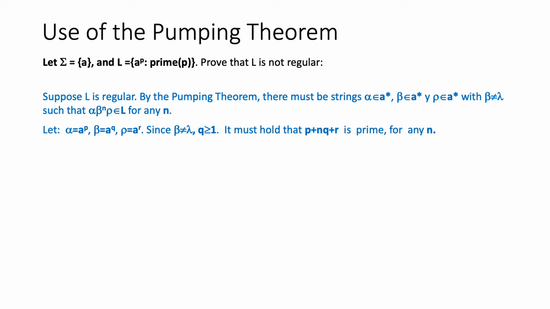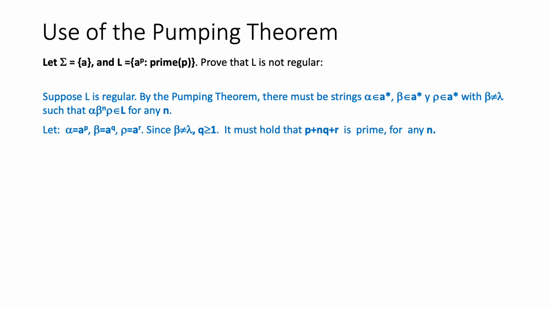Let's say I have the alphabet that only contains A, and let's say L is the language of strings of A such that their length is prime. So L would contain a word with 2 A's, a string with 3 A's, a string with 11 A's, and all of the prime numbers. This language is infinite because there is an infinite number of primes. Let's assume L is regular.